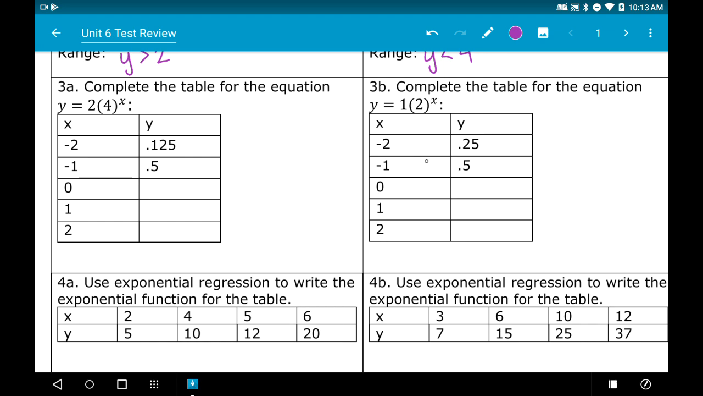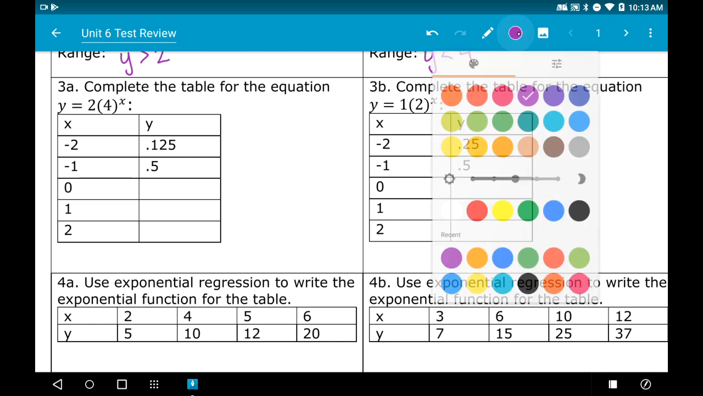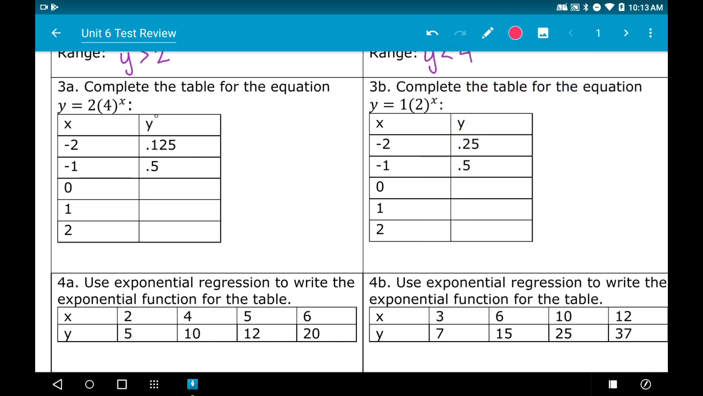Next, we're going to complete the table for the equation y equals 2 times 4 to the power of x. So we have to figure out what the pattern is to continue these on. And this number right here, our b value, is going to tell us what we're multiplying by each time. So times 4. So this number goes here. It's what you're multiplying by. So 0.125 times 4 gives us 0.5. And then we just have to keep this going.